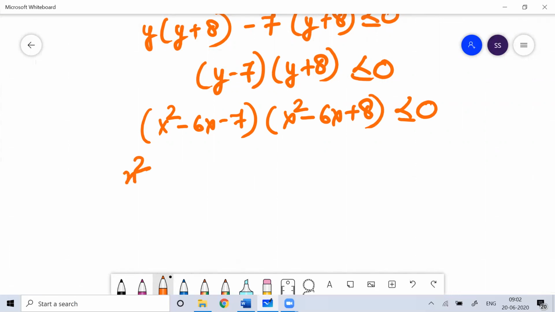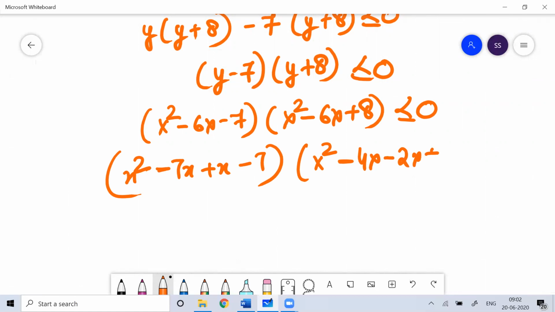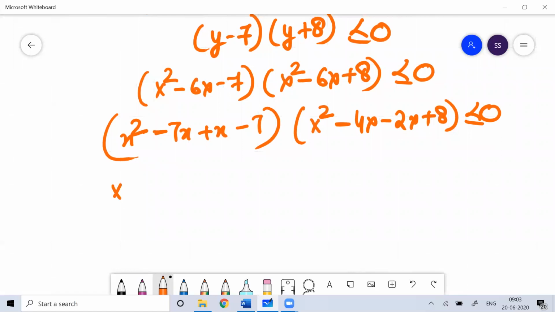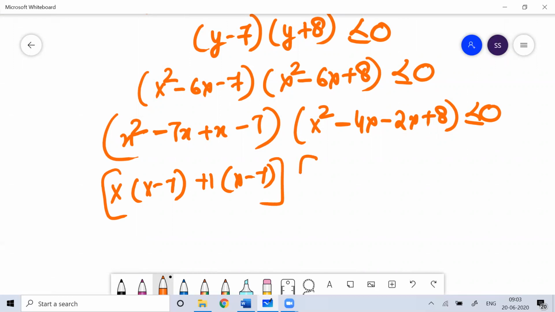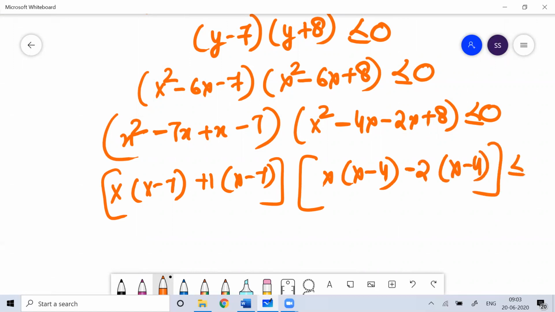So I can write x square minus 7x plus x minus 7. And this I can write as x square minus 4x minus 2x plus 8, less than or equal to 0. So this is x into x minus 7 plus 1 into x minus 7. So this is x into x minus 4 minus 2 into x minus 4, less than or equal to 0.